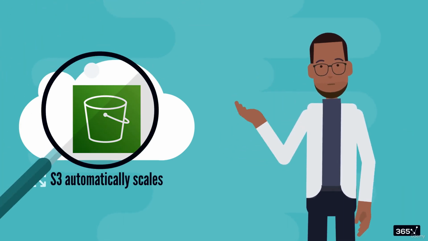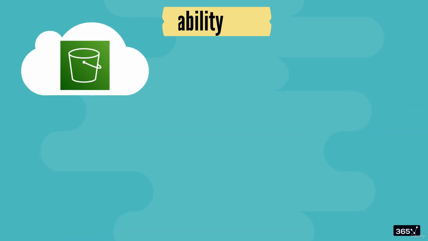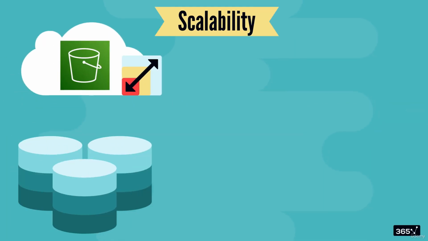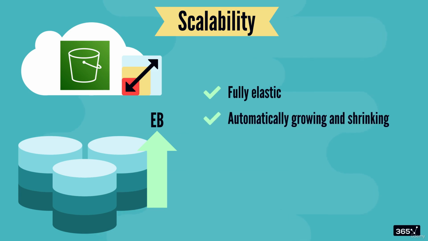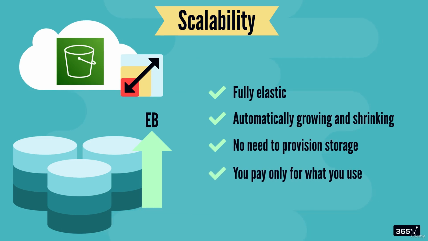Let's look at what makes S3 stand out. Scalability. You can store virtually any amount of data with S3, all the way to exabytes, with unmatched performance. S3 is fully elastic, automatically growing and shrinking as you add and remove data. There's no need to provision storage, and you pay only for what you use.